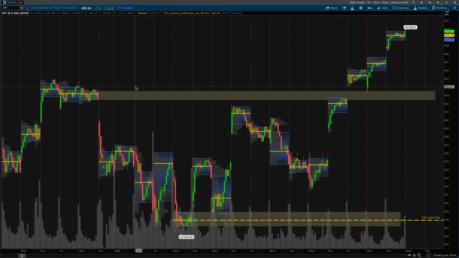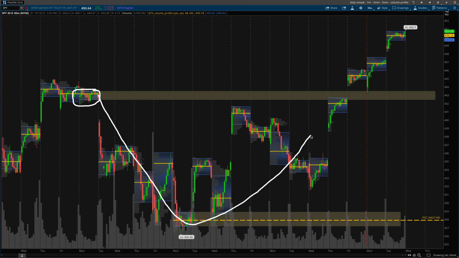You have to think about the psychology of the people that were owning shares from here. They had to hold through all of this pain, and now they're finally excited that they can sell their shares pretty much for a break even, taking no loss.